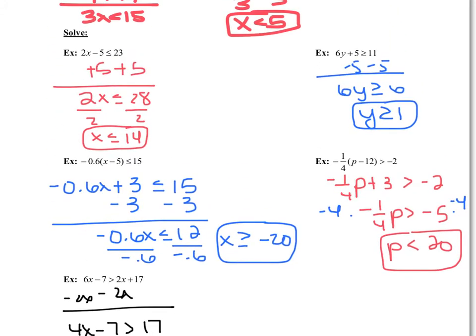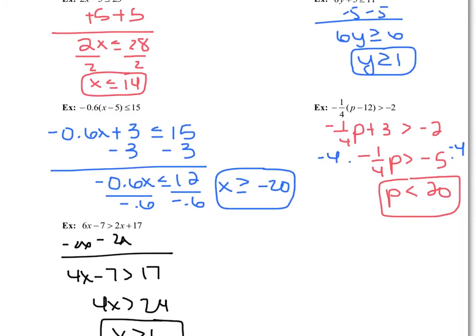So on the first example, you just add 5, divide by 2, x is less than or equal to 14. On the second example, you minus 5, divide by 6, y is greater than or equal to 1. On the next example, you actually distribute first, so you multiply the left side by negative 0.6, and you end up with negative 0.6 plus 3.